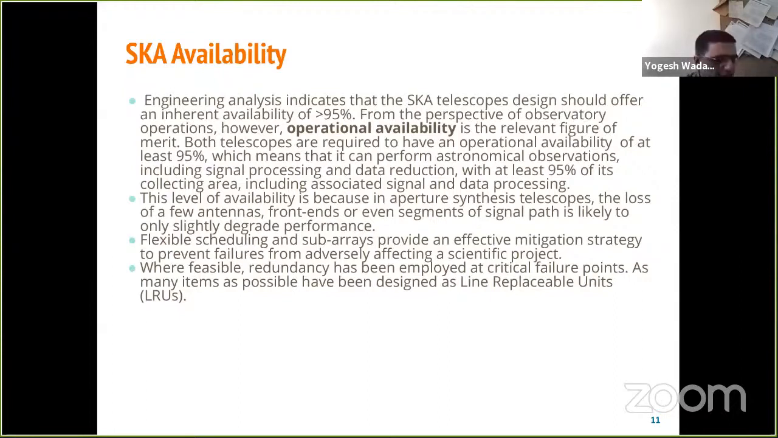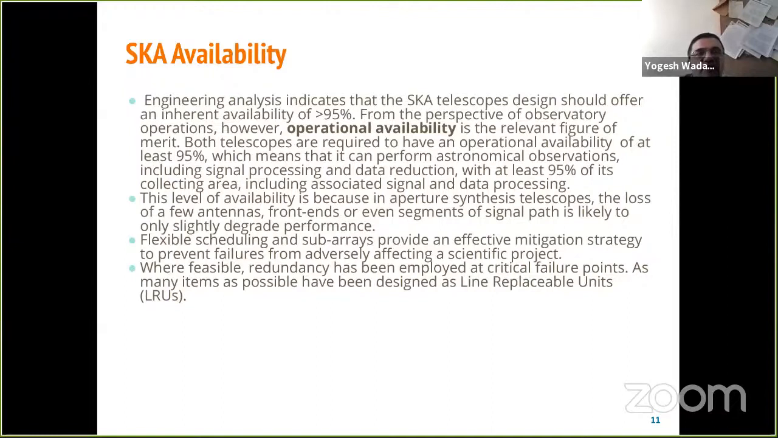From the perspective of observatory operation, we are more interested in a number called the operational availability. It's the relevant figure of merit. Both the telescopes, both SKA low and SKA mid, are required to have an operational availability of at least 95%. What that means is that it can perform observations, including signal processing and data reduction, with at least 95% of its collecting area, and including associated signal and data processing resources.